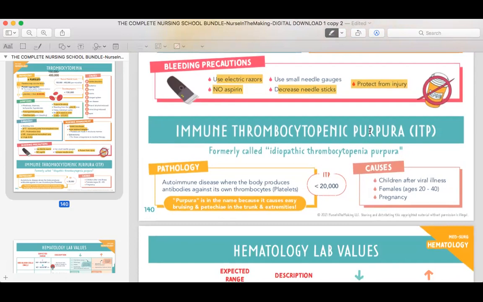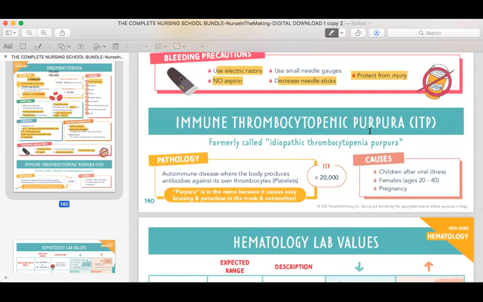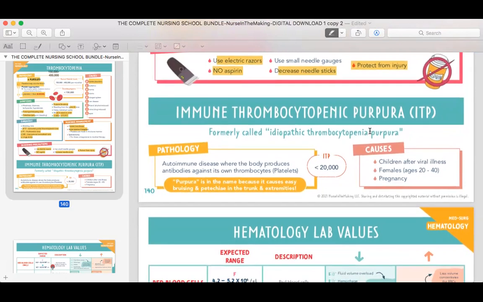Thrombocytopenic purpura does come up on ATI. This is an autoimmune disease where the body produces antibodies against its own platelets. This happens in peds, and basically you're clotting, but then unclotting, clot and unclot. Like we said, it's a viral illness. The body produces antibodies against its own platelets, so it's attacking its own platelets.